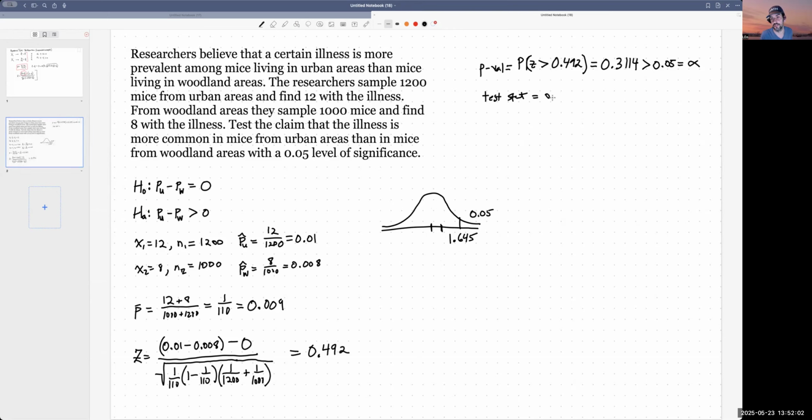So I could say my test statistic, which is equal to 0.492, is less than 1.645, which is our critical value.